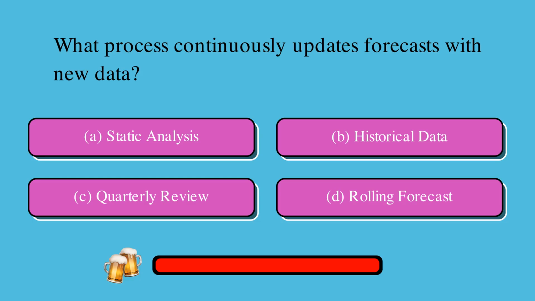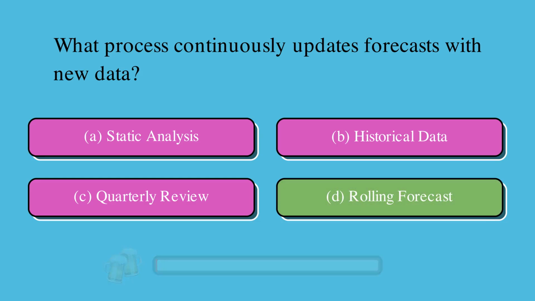What process continuously updates forecasts with new data? Is it A, static analysis, B, historical data, C, quarterly review, or D, rolling forecast? The correct answer is D, rolling forecast.